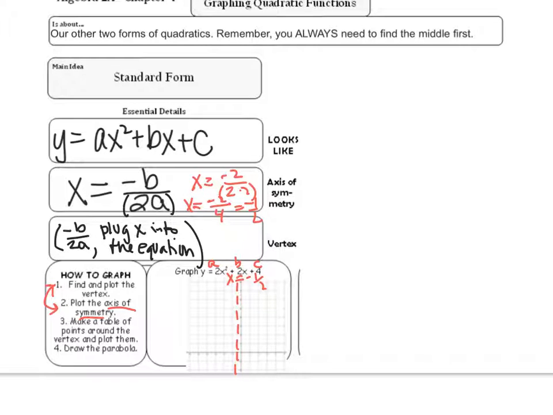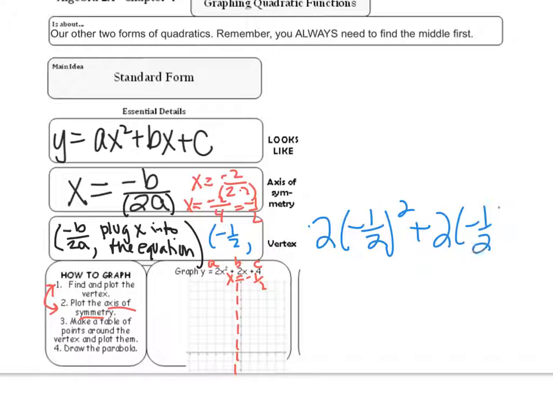To find my vertex now, I know I'm going to plug in a negative 1/2 here, and then I'm going to plug that negative 1/2 into my equation. So I'll do the work over on the side here. 2 times negative 1/2 squared plus 2 times negative 1/2 plus 4. So an easy way for you to do this, since you have a calculator, just plug that right into your calculator so you don't make any mistakes.